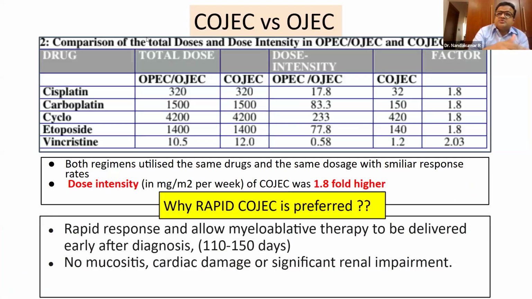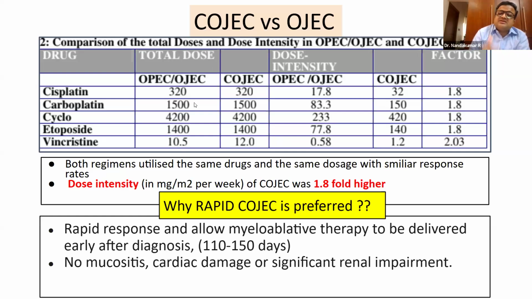So there were two different protocols used by SIOPEN. SIOPEN stands for the European Network. So the OJEC and the COJEC. If you clearly see this, the drugs which are active in neuroblastoma are platinum, cyclophosphamide, etoposide and, of course, vincristine. So the Europeans used two different protocols, the OJEC and the COJEC.